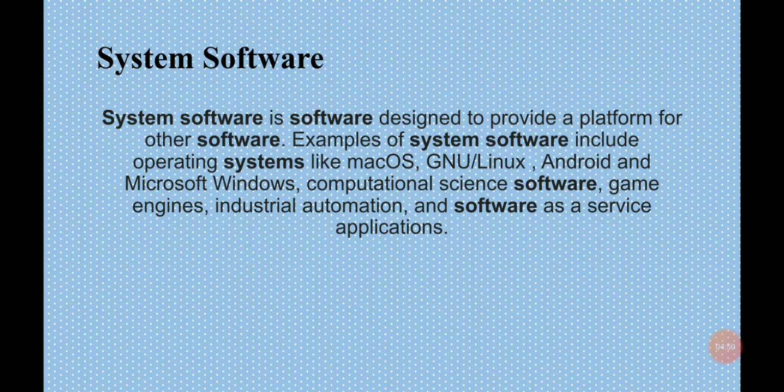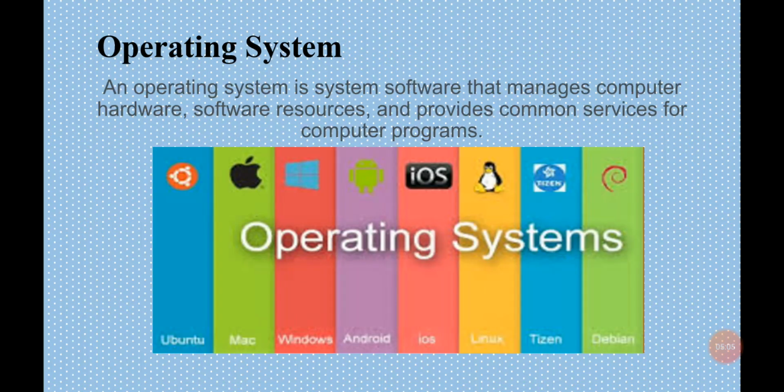There are some examples of the system software, such as Macintosh, which is an operating system used in Apple laptops, then Linux and Unix operating systems. Let's discuss this with pictures. This is the operating system. We know what the operating system is: an operating system is a system software that manages computer hardware and software resources, and provides common services for the computer system.